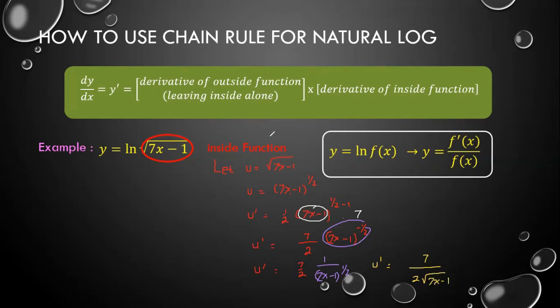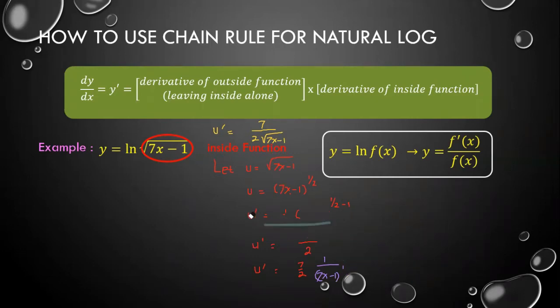That's right. Now we're going to write here u prime equals 7 over 2 times the square root of 7x minus 1. Is it clear to you, everyone? Good. Now we're going to continue to differentiate this ln.